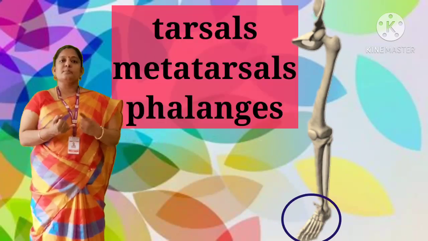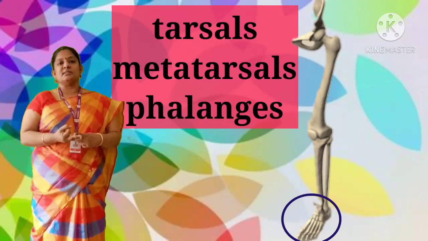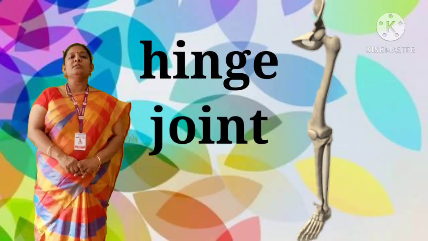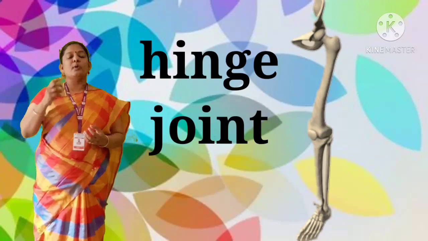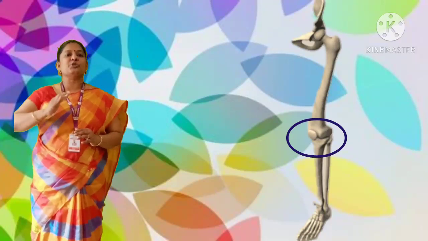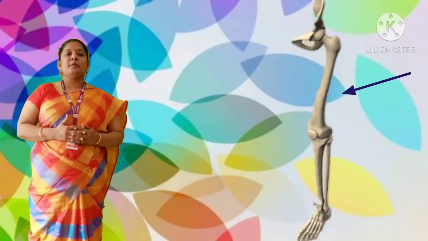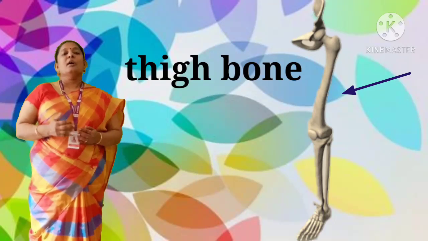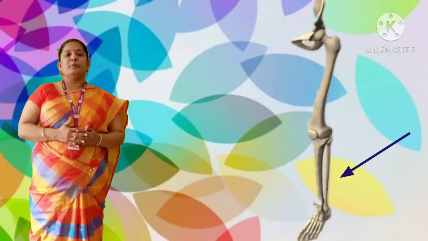Next to that, in the ankle region, you have tarsals, metatarsals and phalanges. The leg bones are made by the same hinge joint which allows the limb to move in only one direction. The knee is covered by a cap-like structure called patella. Femur makes the thigh bone. At the bottom of the thigh bone we have tibia and fibula.